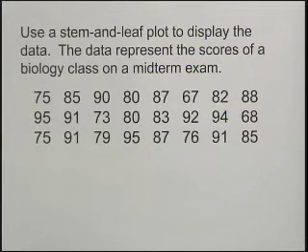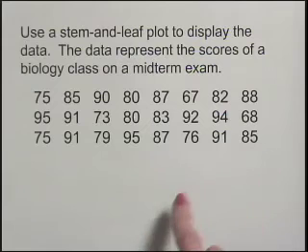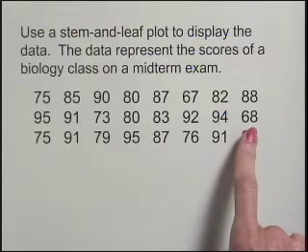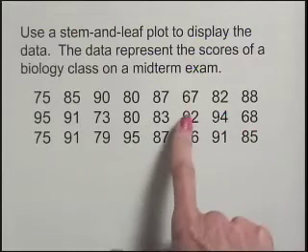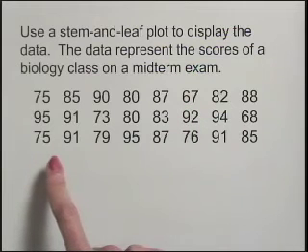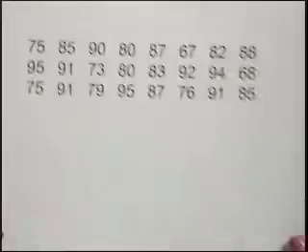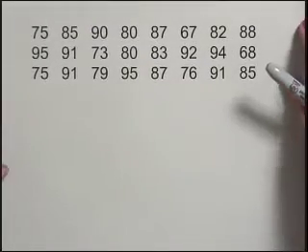Here's our first example. Use a stem and leaf plot to display the data. The data represent the scores of a biology class on a midterm exam. So we notice that we have quite a few values. Our smallest value looks like it's 67, which is here, and our largest value is in the 90s, and that value is 95, which is our maximum value. We'll have the same information here, just give us a little bit more room.